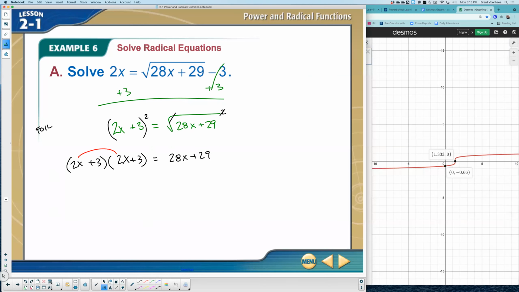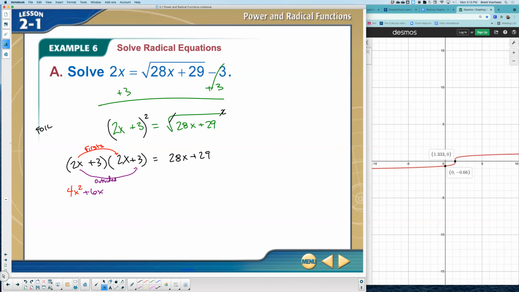So when I multiply this, the FOIL, that's the F, first times first. 2x times 2x is 4x squared. And then comes the O, which would be the outside times the outside. 2x times 3 is 6x.